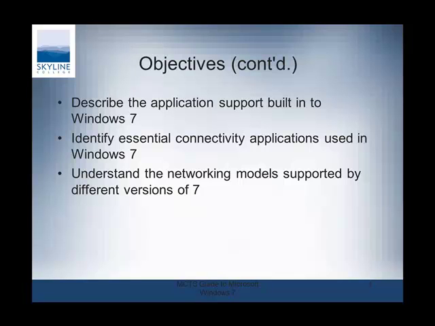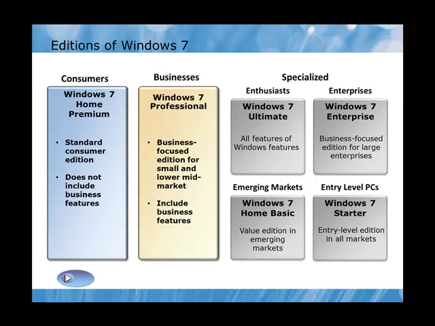So, the different networking models of these things. The editions, and this is the one that I added from my friends at Microsoft. Basically, we'll have consumer, business, enthusiast, enterprise, entry-level, and emerging markets editions. Consumers, the Home and the Premium, are the standard consumer editions, and they don't include business features. Business features being things like, can you join it to an Active Directory domain? You can't do that with the consumer model.